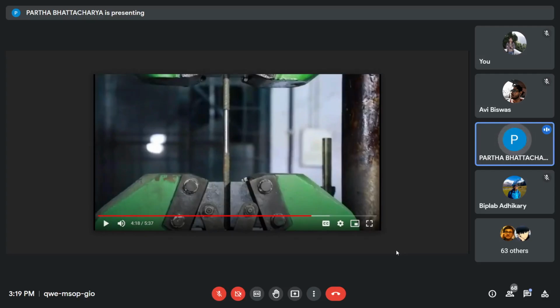We have recorded that yield point, and then beyond that, we are interested only to know the ultimate load and the breaking point. That can always be seen from the load scale that one of our colleagues explained in the beginning, that there is a load scale which measures the load.